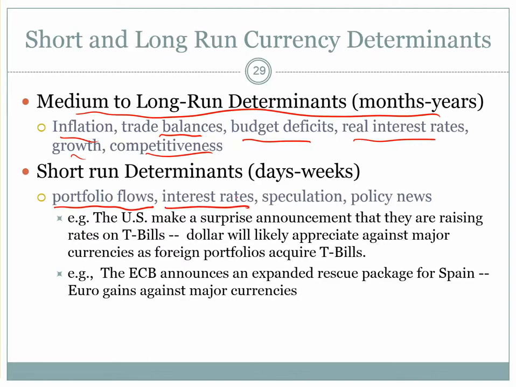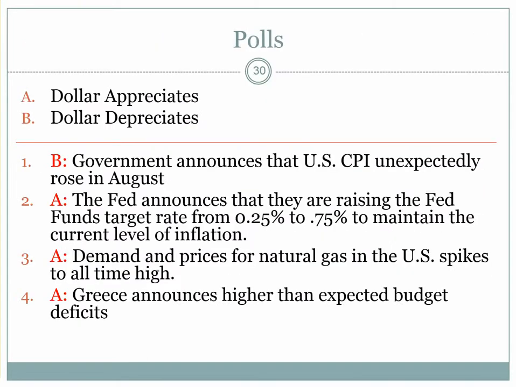Or an immediate change in interest rate. So the Fed announces they're going to raise short-term interest rates up 50 basis points. I would expect the dollar to immediately rebound. Speculation, either about portfolio flows or interest rates or geopolitical events, and just policy news. So whether it's a left or right-leaning government is expected to take over, or some kind of geopolitical event happens that causes people to be more fearful about investing in that area, that's what's going to cause exchange rates to change. So here's just some examples.